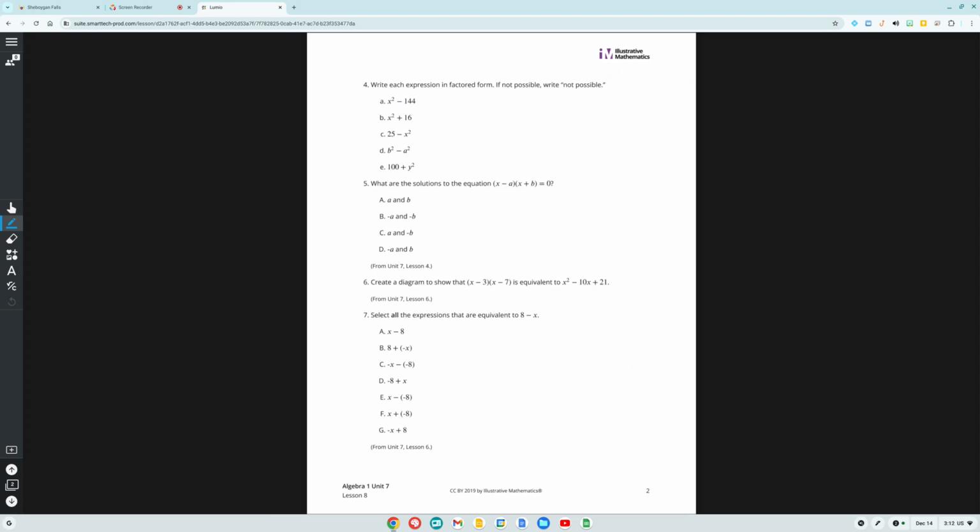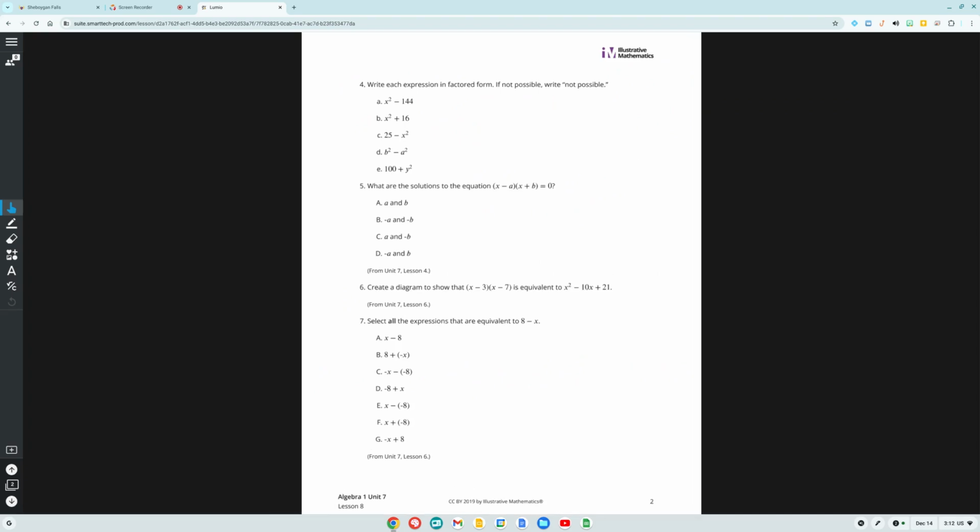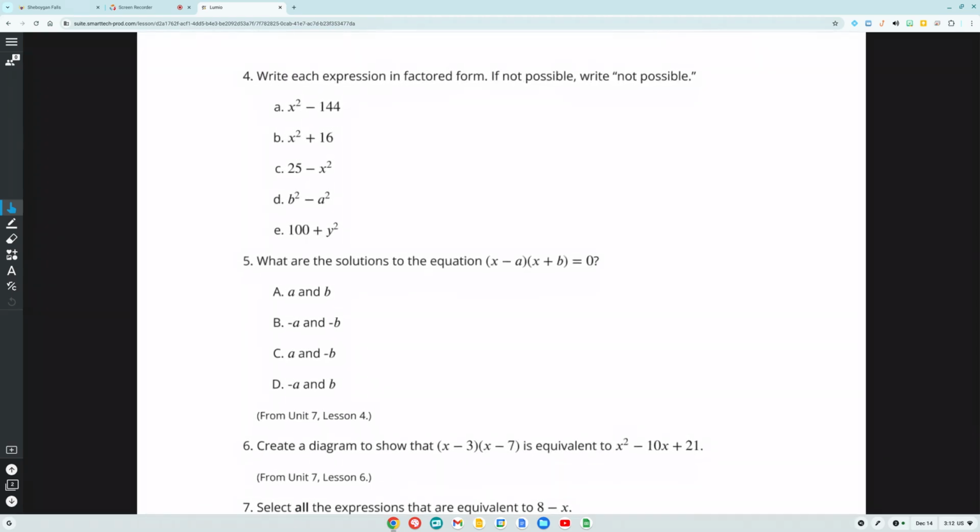Question 4. It says write each expression in factored form. If not possible, write not possible. And we have that whole difference of squares idea here. A, I'm seeing x squared minus 144. That's a difference of squares. The square root of x squared is x. The square root of 144 is 12. So I have x plus 12, x minus 12.